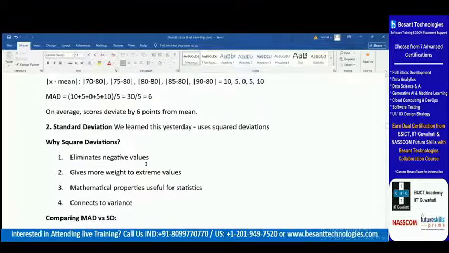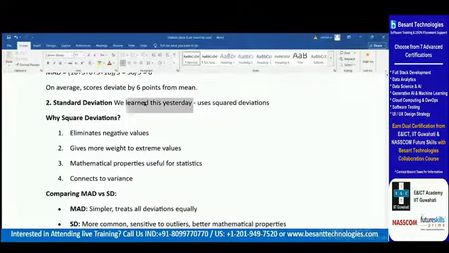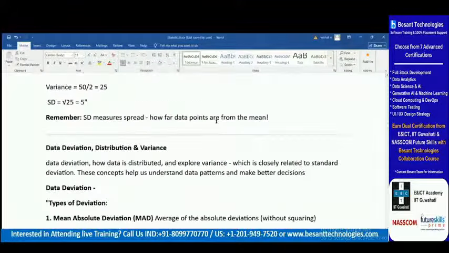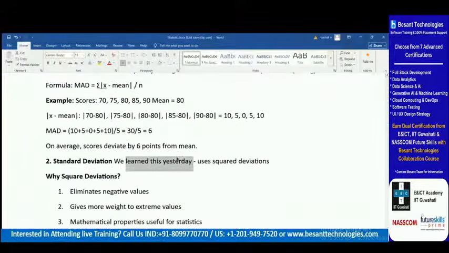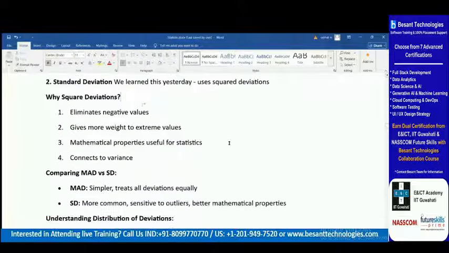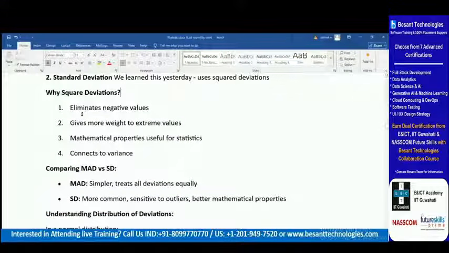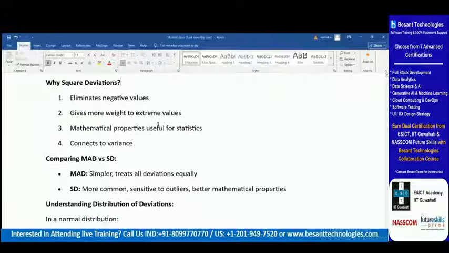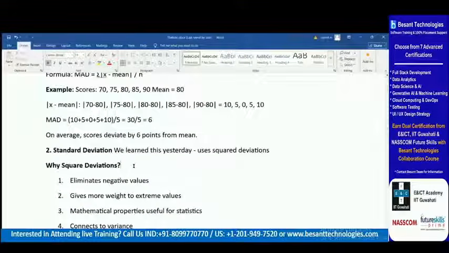Okay, so the next one is standard deviation. We learned this just yesterday, we saw it before, no? It uses squared deviations. Why squared deviations? Because squaring eliminates negative values. I have a doubt here.